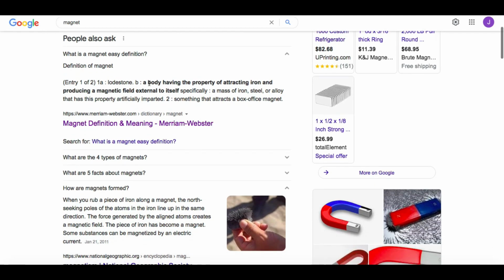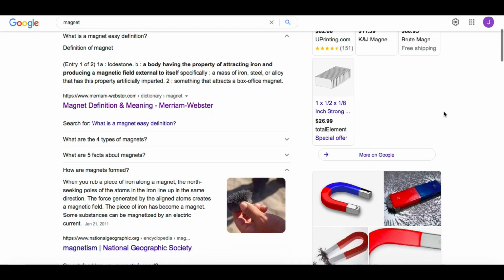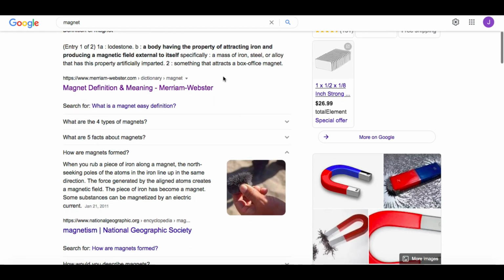Now let's see, what else do they tell us? Lodestone, that's like the natural magnets that are found naturally occurring in the earth. Remember, there's no such thing as natural. Everything is supernatural and created and magical. But we'll get to that. So a body having the property of attracting iron and producing a magnetic field external to itself, okay, specifically a massive iron alloy that has a property, artificially, it could be artificial or not, something that attracts, okay, so attracting iron, and iron will be the most ferromagnetic material.